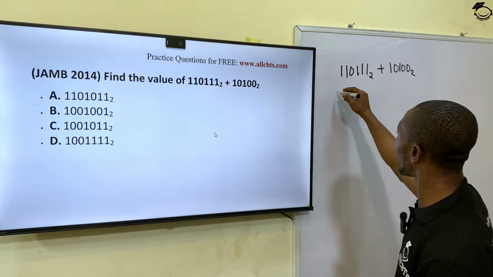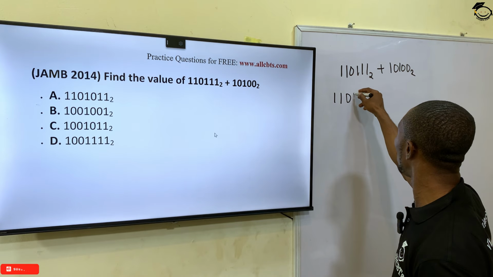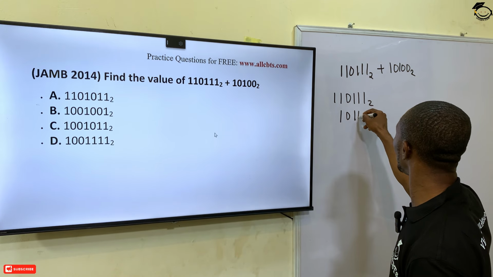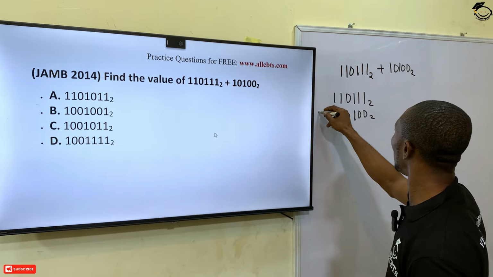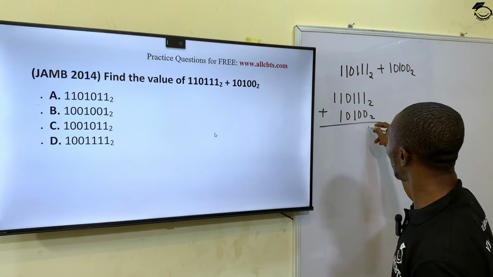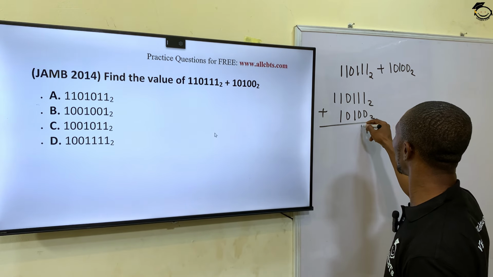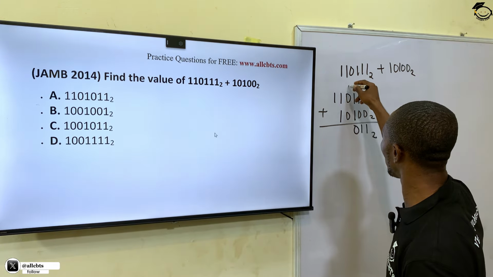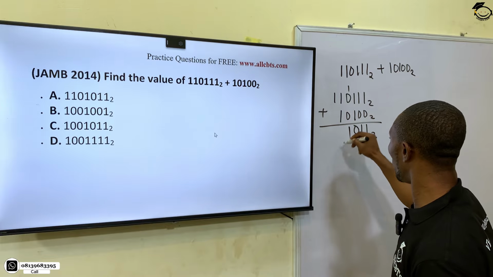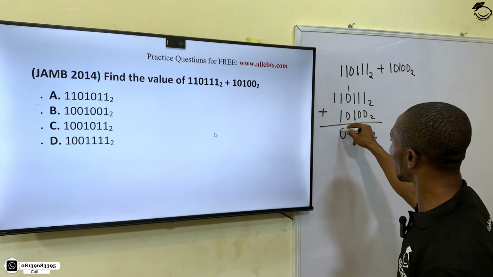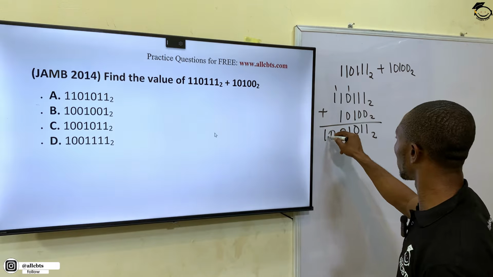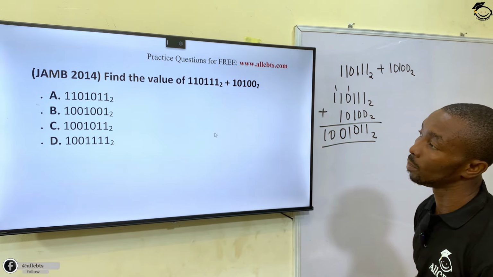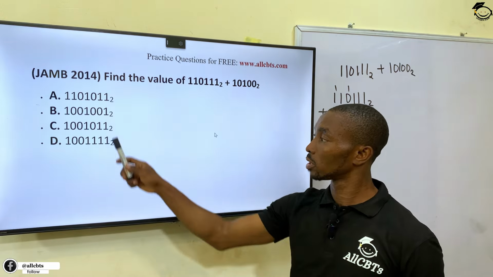So solving this out directly, we have 110111 base 2 and 10100 base 2. Now, since this is addition, 1 plus 0 is 1, 1 plus 0 is 1, 1 plus 1 would give us 10, rather 0 carry 1, 1 plus 0 will be 1, 1 plus 1 is 10, rather 0 carry 1, 1 plus 1 will give us 10. So this will give us 1001011 base 2, which is our option C.